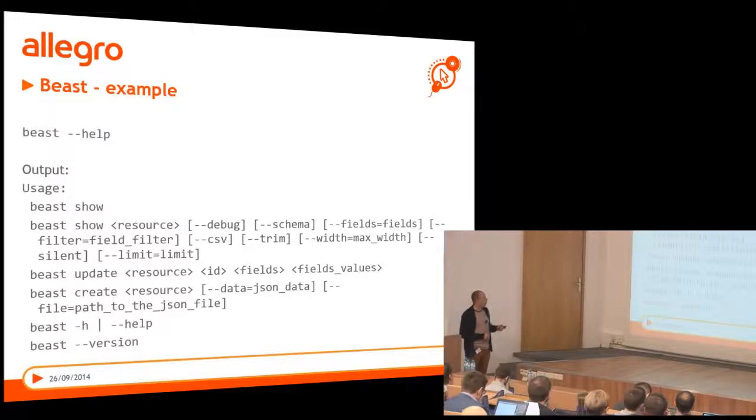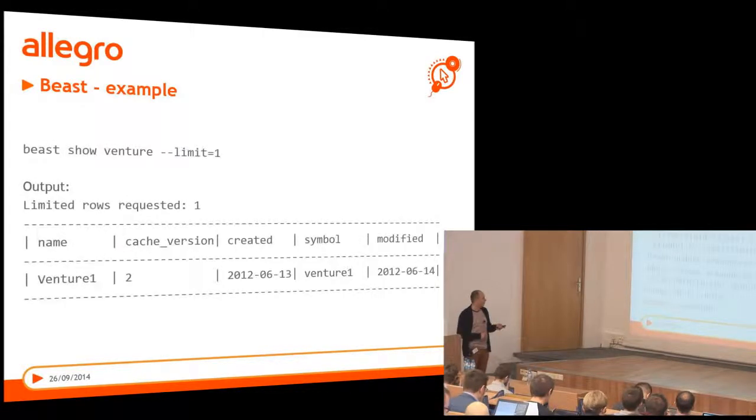For example, we can use show and results. We can put the device, venture, etc. We can also specify some filters which will display the information that we need. This is the information about a venture. We can get the information about when it was created, what the version is, what the symbol is.